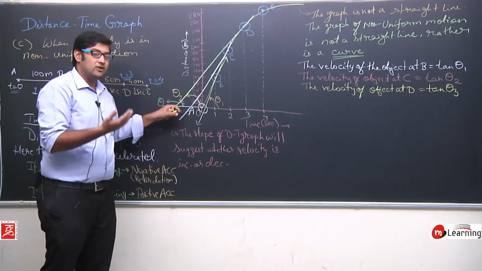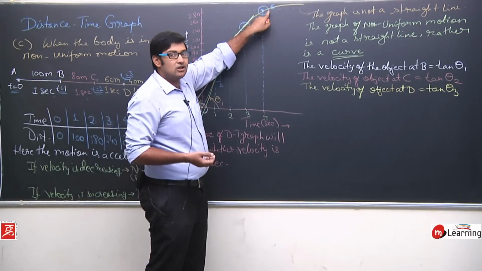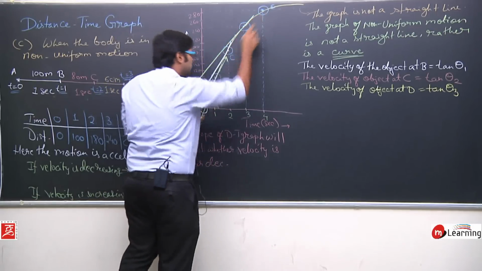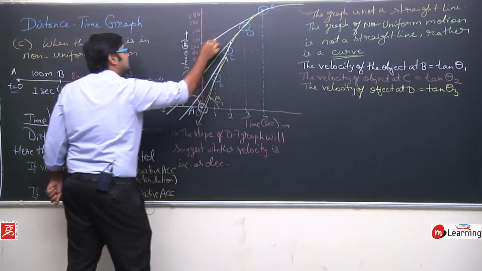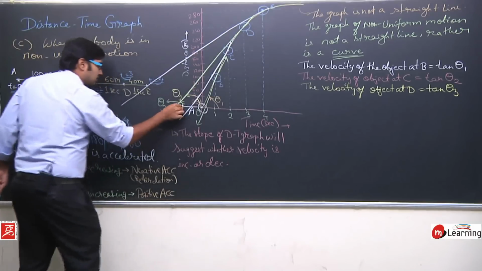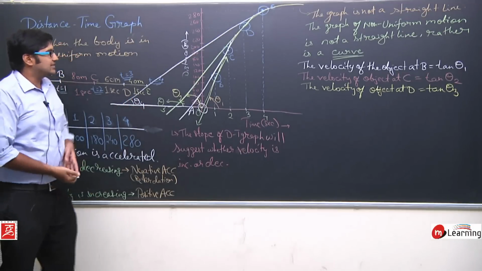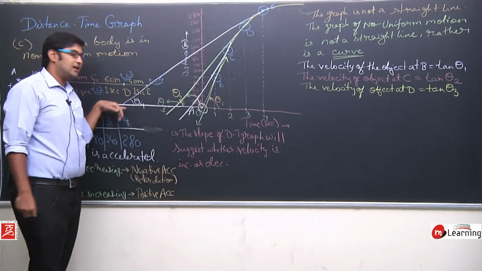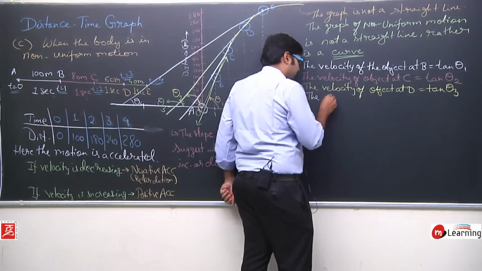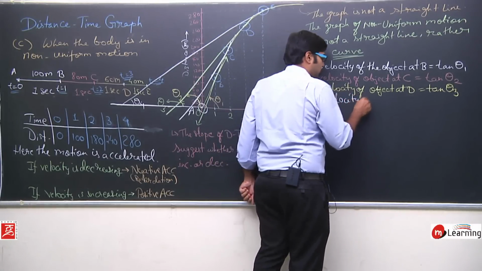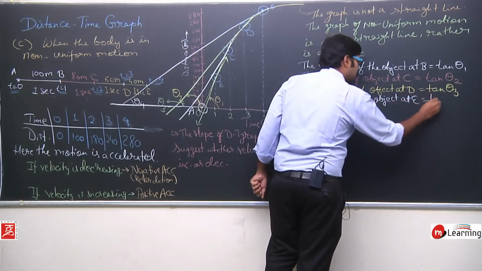Okay, a sufficient amount of decrease we can find in theta 3. And if I ask you to draw or calculate the velocity at point E, you will find the velocity at point E would be like this. We will draw a line like this, and it will intersect the horizontal at theta 4 angle, and the velocity of the object at E will be tan theta 4.